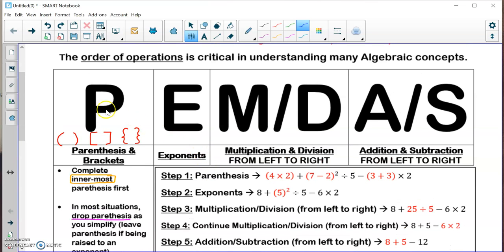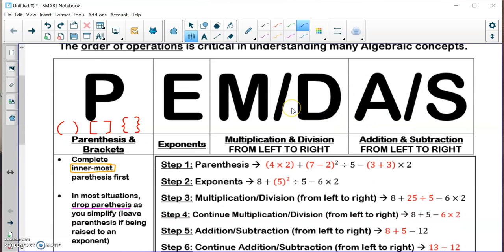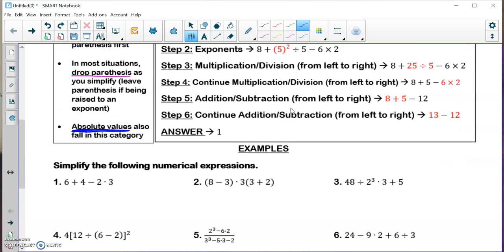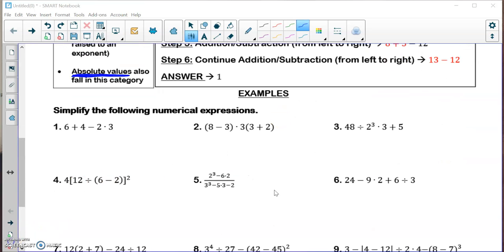But you should have learned the order of operations. You should have learned this phrase, PEMDAS. This is an acronym that stands for parentheses, exponents, multiplication and division, addition and subtraction. You may have also heard the sentence, "Please excuse my dear Aunt Sally," which stands for PEMDAS to help you remember the order of operations. We are going to get started with some examples.